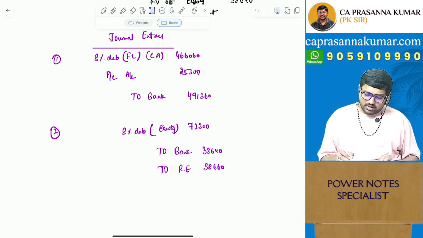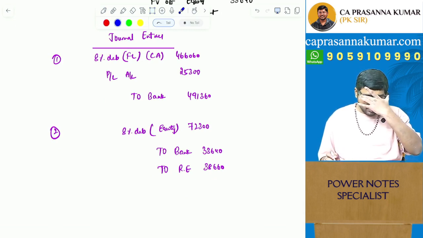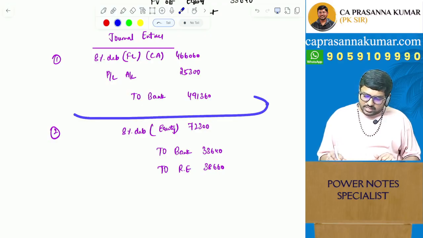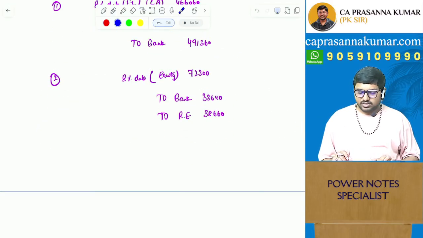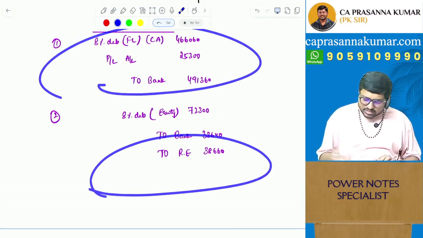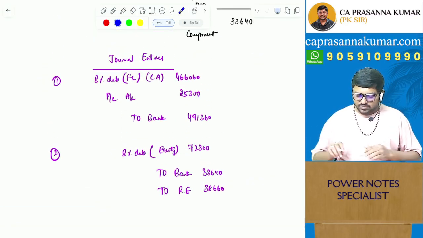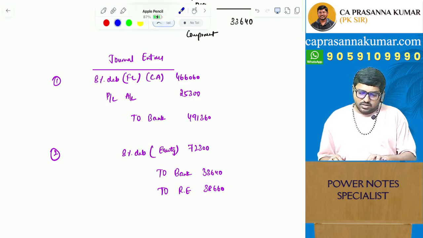So what will be your narration, Nana? Being repurchase of the liability component recognized, being repurchase of the equity component recognized. That's all. Whatever you're doing, just write it. That will become your narration. That's all. Finish it off.